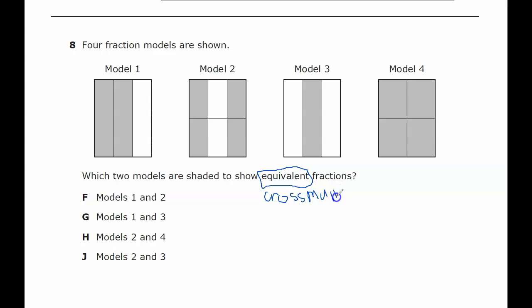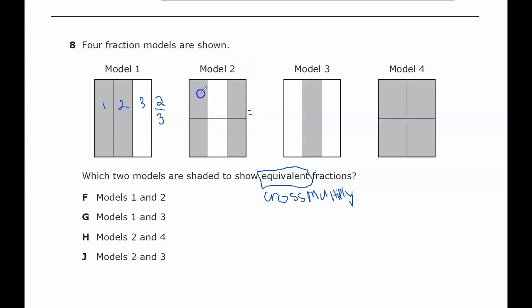So I know I'm going to cross multiply. Now, I need to figure out what fractions I'm going to cross multiply. So I need to label my models. So right here I have 3 parts. And 1, 2 of them are shaded. So I have 2/3.